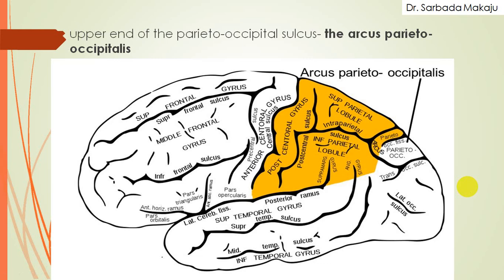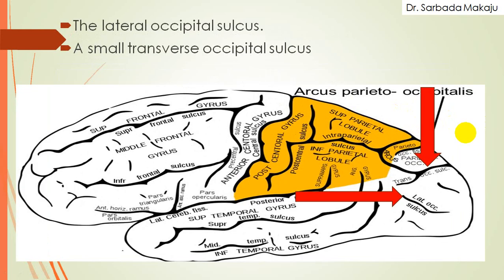Now, towards the upper end of the parieto-occipital sulcus, when it cuts these margins, which are known as the superior medial borders, there is a gyrus which is present. This is known as the arcus parieto-occipitalis, and this fissure is known as the parieto-occipital sulcus. Now the lateral occipital sulcus. This portion is known as the lateral occipital sulcus, and this portion is known as the transverse occipital sulcus.